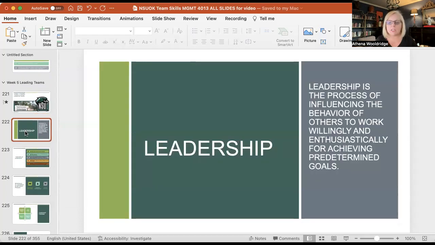Let's get started. Leadership. What is leadership? We all think we have a good idea of what leadership is, but really it's the idea of influencing others, right? We want a desired result and we need to influence others in order to act on our behalf or with us as collaborators to achieve a certain specific goal.